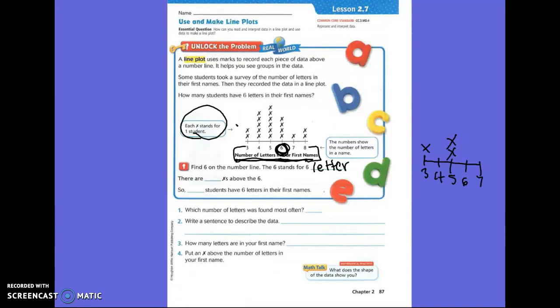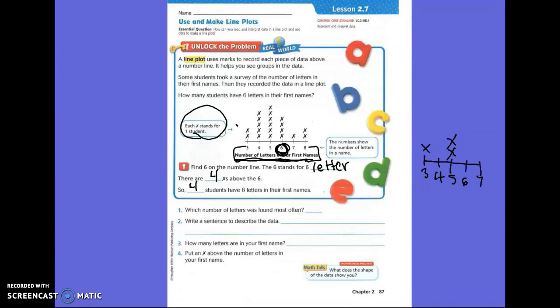There are blank x's above the 6. How many x's are above the 6? Jacob? 4. Oh, above the 6. Yes, 4. I was looking at the 4. Sorry. When you said 4, I looked at the 4. So, yes, 4 x's above the 6. So, how many students have 6 letters in their name? 4 students. Okay. Now we're going to use this graph to answer more and different questions.